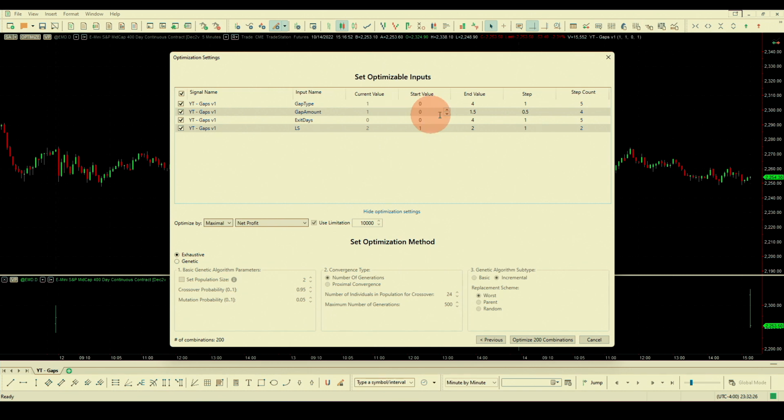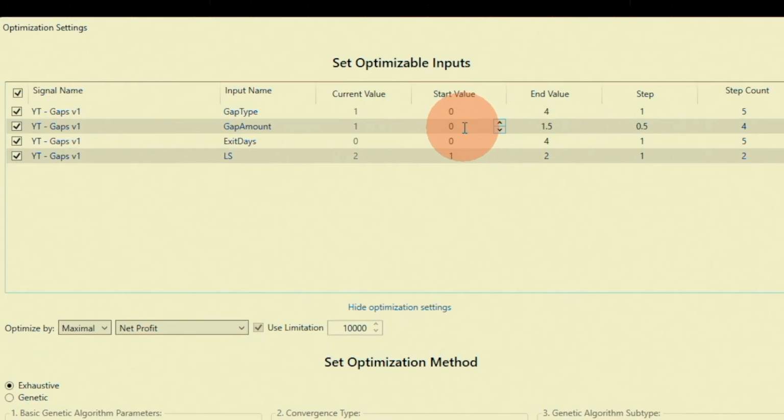So here I'm doing it in 3 zones. So it's either 0, of course, that means we don't use it, and then 0.5, 1, and 1.5 average true range. And then the exit, so we're either exiting same day, that's 0, or we're exiting in 1, 2, 3, or 4 days. And finally, long or short. So long is 1 and 2 is short. So all this will give us 200 combinations on every market.